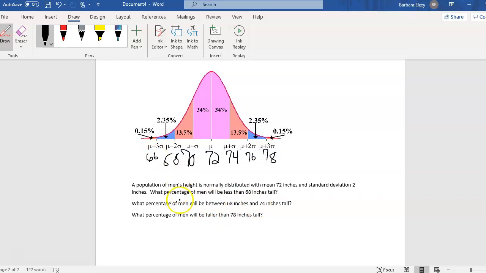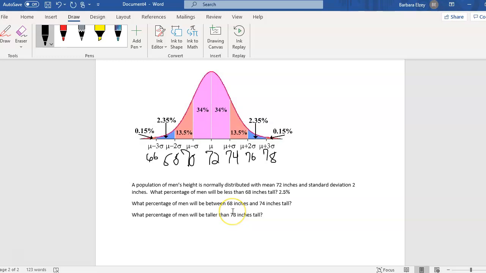All right, now let's go back to our question. We want to know what percentage of men will be less than 68 inches tall. Let's notice 68 is right here at 2 standard deviations below the mean. And less than 68 is going to be everything to the left. And if we add up the percentages to the left of 68, we're going to have this 2.35% added to this 0.15%, which will give us 2.5. And let me get this out of draw mode to answer it. So that's 2.5%.